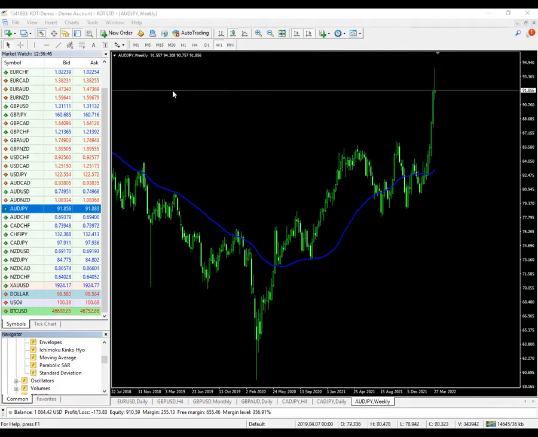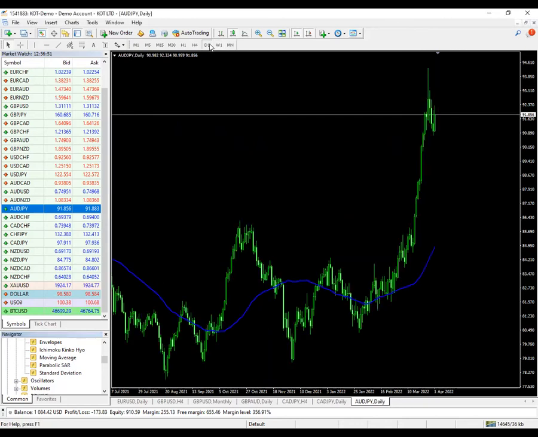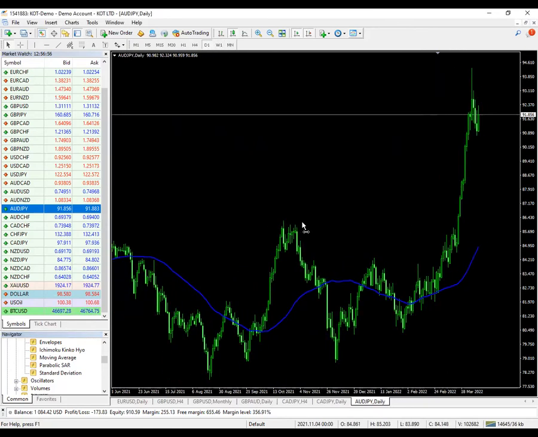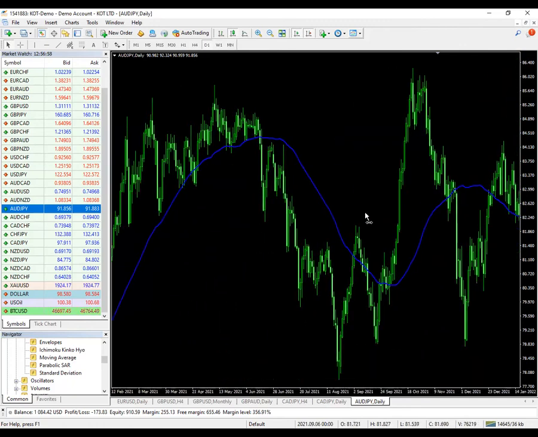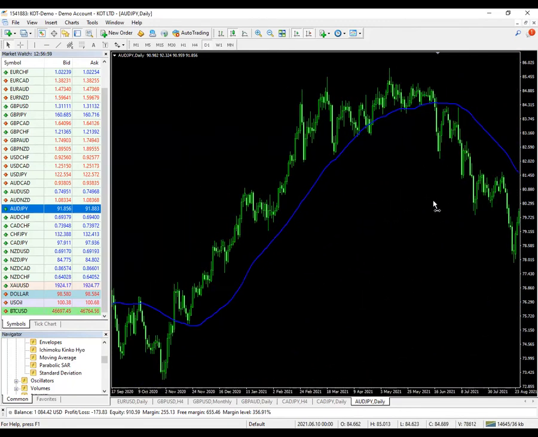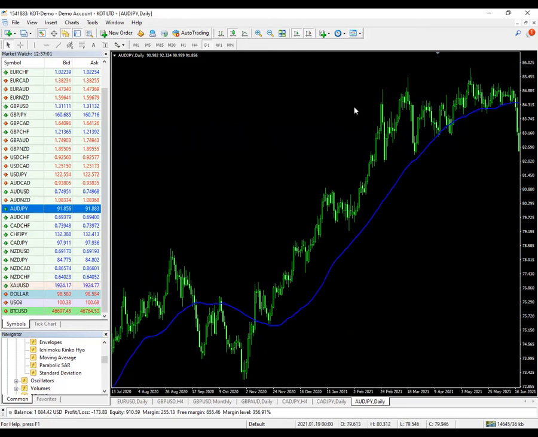Now, again, let's see. This is the weekly time frame. Let's go to daily and see if we can spot some support levels. You see that on the daily, we are not seeing that much. Maybe only here, or maybe here. But on the daily, you see that it is not that good.